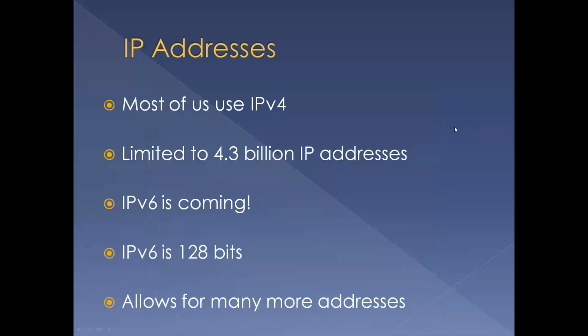Most of us use IPv4. That's a system of 32 bits. It's limited to 4.3 billion IP addresses. That's a problem. IPv6 is coming. It uses 128 bits. It allows for many more addresses, like trillions of addresses. We shouldn't run out of those anytime soon.